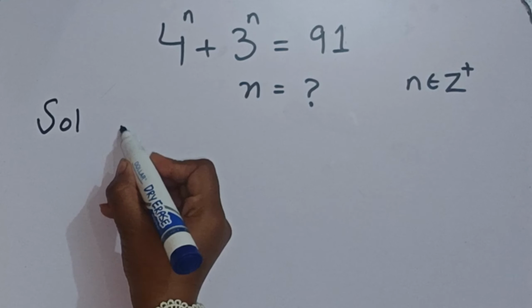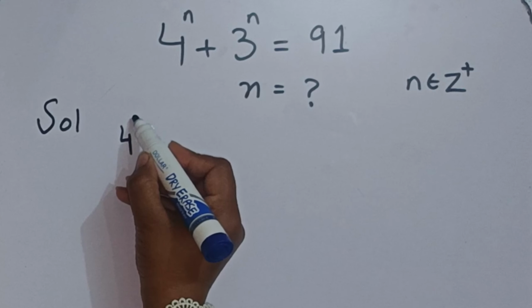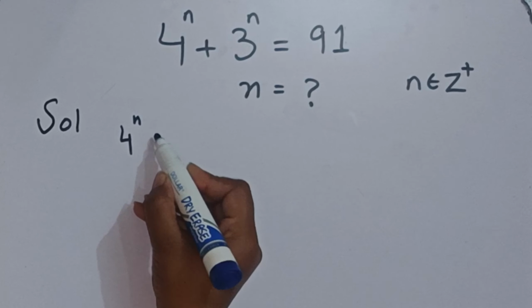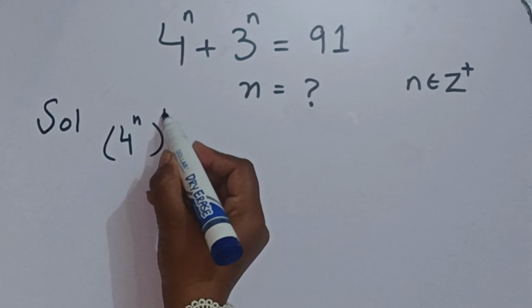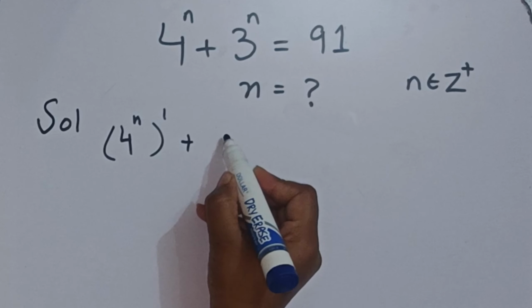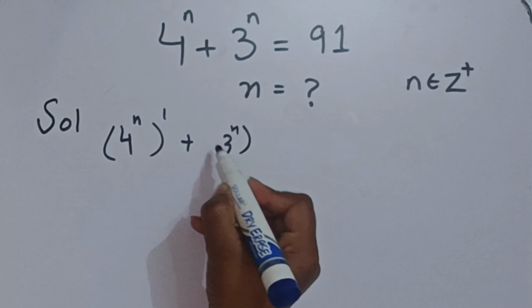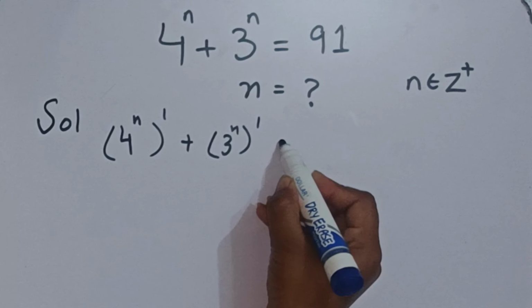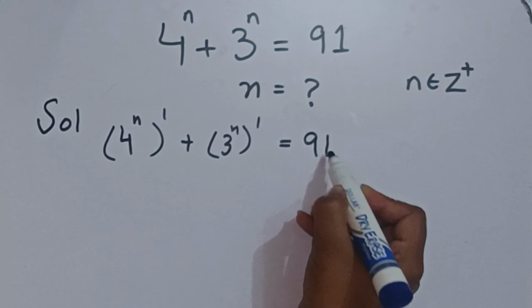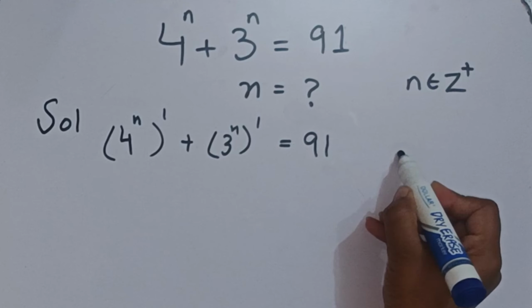In this video we are going to solve this question, and the question is 4 raised to the power n plus 3 raised to the power n is equal to 91. We can write in exponent 1.